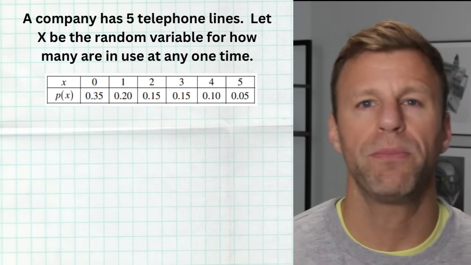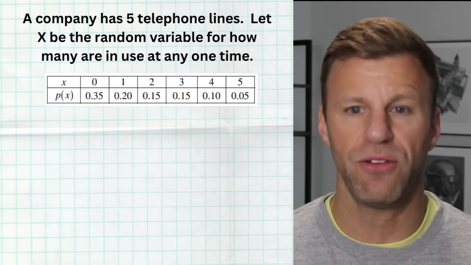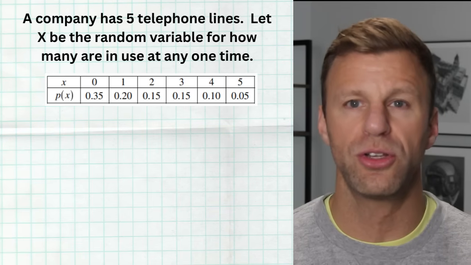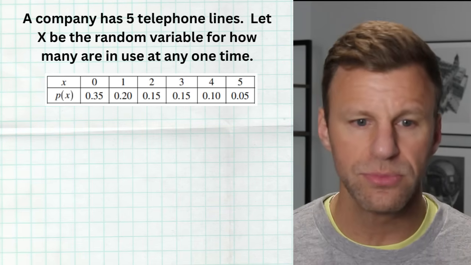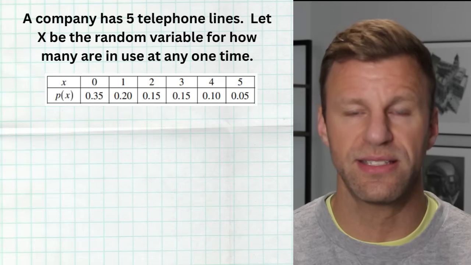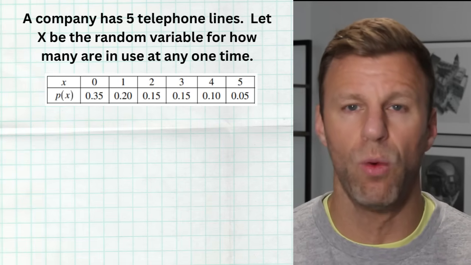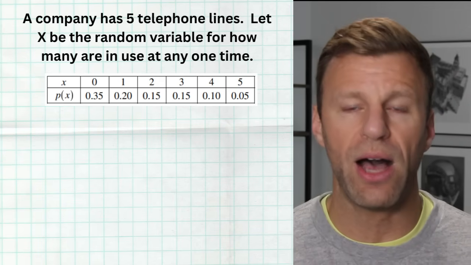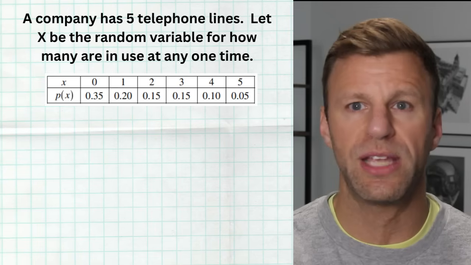So here's an example. A company has 5 telephone lines. Let x be the random variable: how many of those telephone lines are used at any given time? Now, this is a discrete random variable because there's a distinct set of outcomes. 0, 1, 2, 3, 4, or 5 phones could all be used. And underneath each of those outcomes, we have the associated probabilities that were given to us.